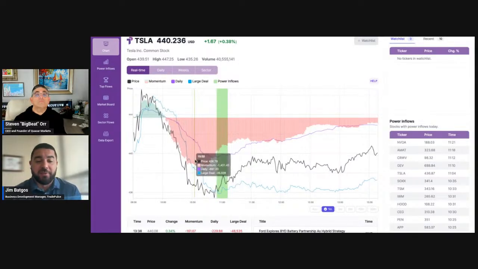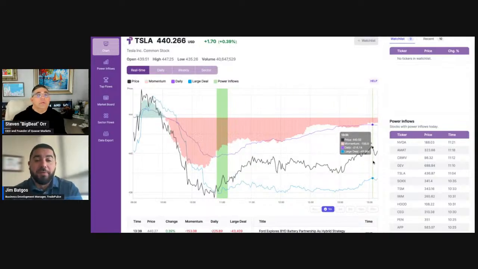Similar deal here. You can see that red shade, how deep in the red it was. Started to trend upwards, similar with that light blue line being the large deal flow data. That's really flattened out from the downward trend it was on earlier. And as you can see, the stock was around 437 when it came in. Looks like it's up above 440 since.